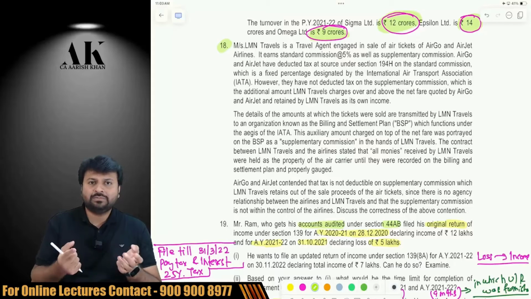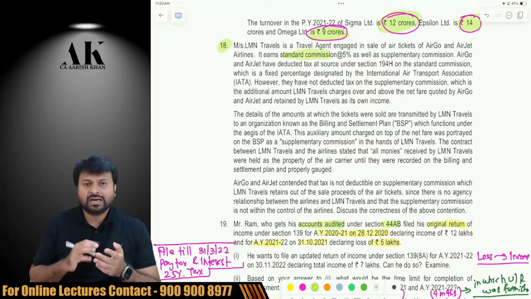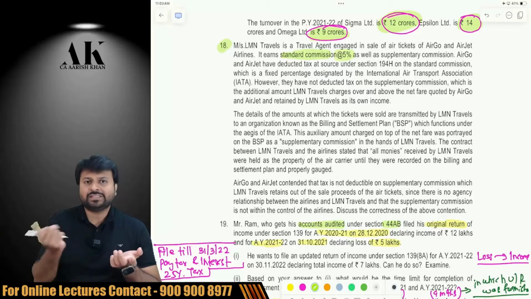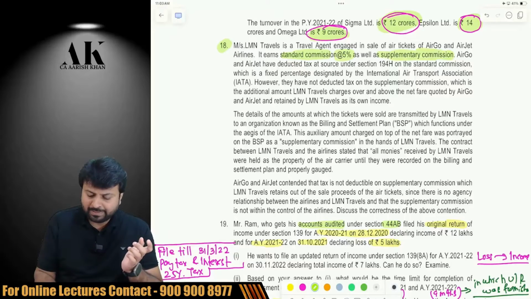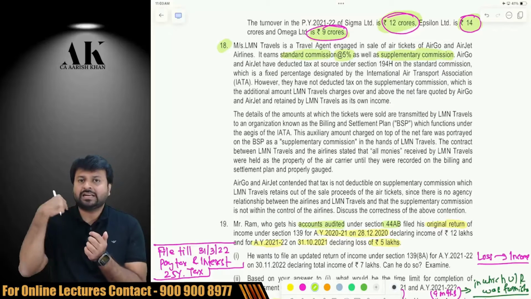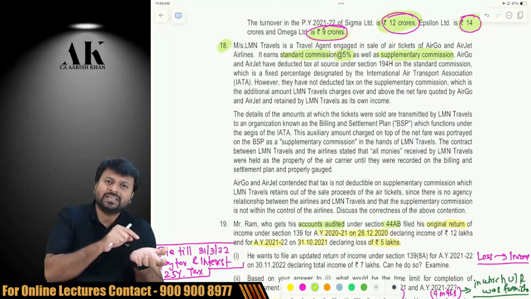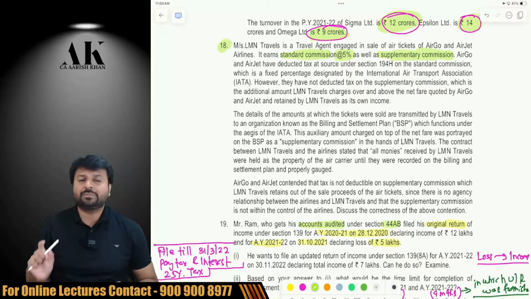One is a normal commission, which is called a standard commission. Standard commission is a percentage of a ticket price. Okay, that is something which they earn. The second commission which they earn is supplementary commission, which is the difference between the price at which the agent sells and the price at which the IATA, that is International Air Transport Association, decides that price. So the difference between the two is called a supplementary commission.